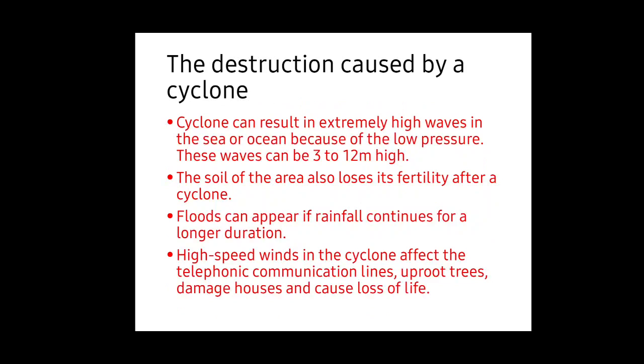Cyclone can result in extremely high waves in the sea or ocean because of the low pressure. These waves can be 3 to 12 meters high. The soil of the area also loses its fertility after a cyclone. Floods can appear if rainfall continues for a long duration. High speed winds in the cyclone affect the telephonic communication lines, uproot trees, damage houses, and cause loss of life.